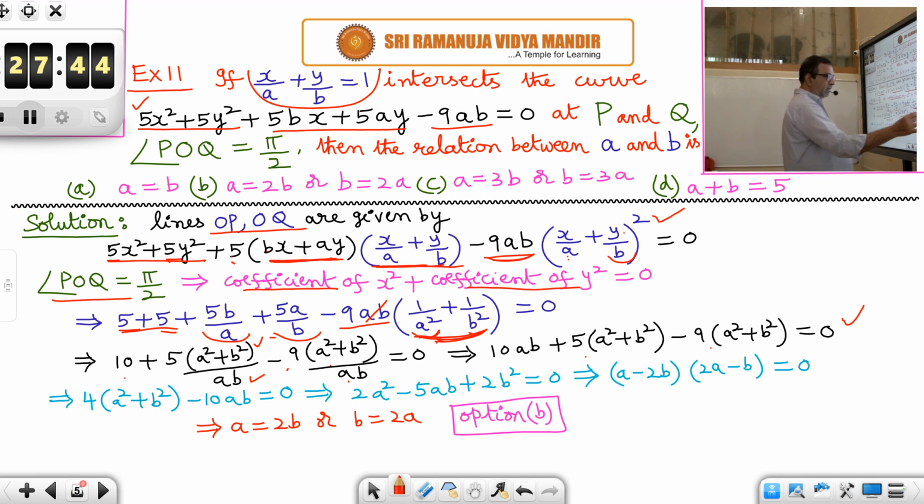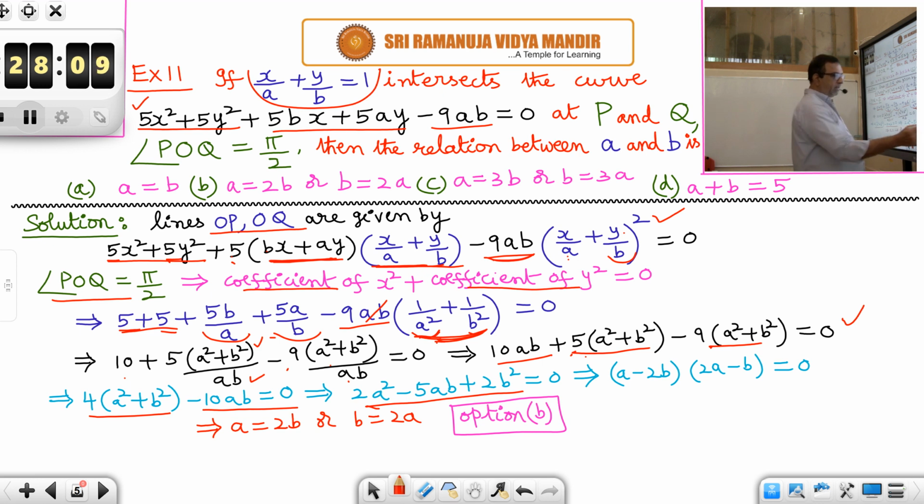5 minus 9, that is minus 4 into (a square plus b square). So I have multiplied by minus 1. So plus 4 into (a square plus b square), you will get minus 10ab because I have multiplied by minus 1. Divide by 2. 2a square minus 5ab plus 2b square is equal to 0.